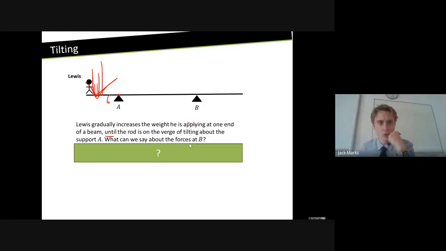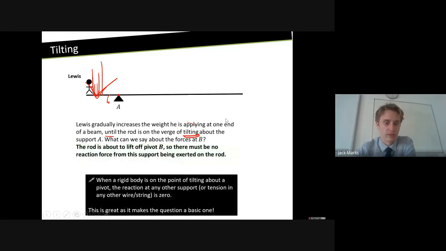So if we talk about tilting, and tilting is the key word, you see the word tilt or point of tilting or something. What happens in these questions is we basically ignore something. When a rigid body, that's a ladder, a plank, something like that, is on the point of tilting about a pivot, the reaction at the other support is zero. In other words, you can remove the other pivot, which is great because it makes the question an easier one. We've gone from two pivots to just having a question about one pivot.